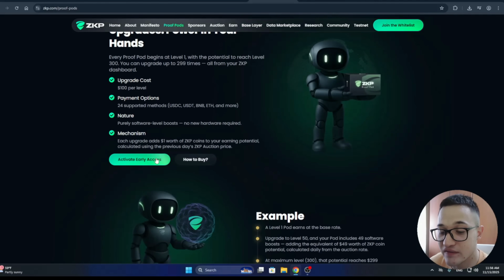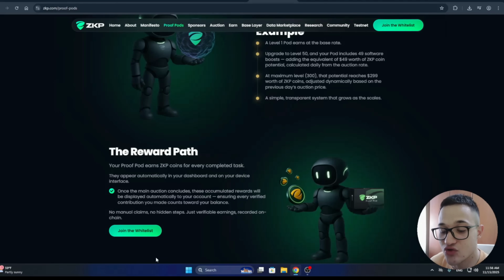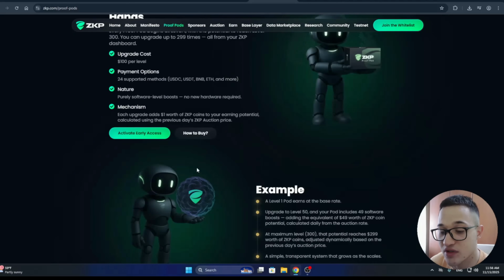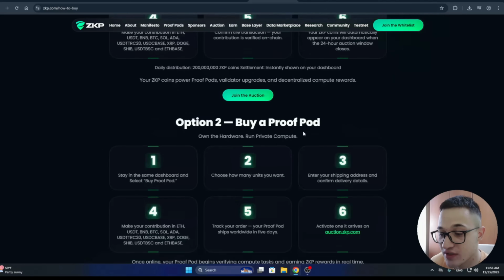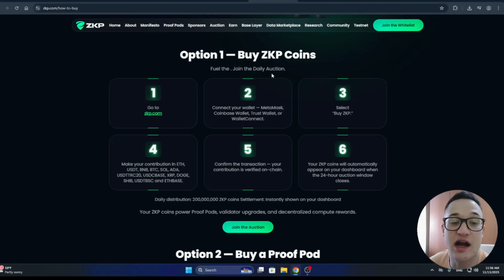And here you can activate early access. Take a look at how to buy in and so on, so you can click to join the whitelist and get into the rewards pass. Clicking the how to buy option is going to take you to this page right here on how to join the whitelist and how to get the hardware for yourself.